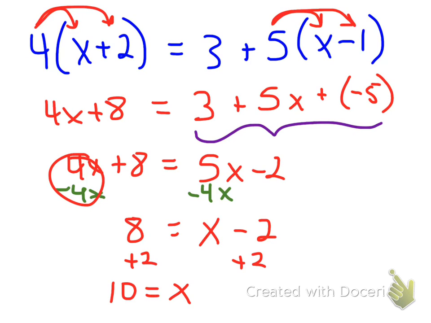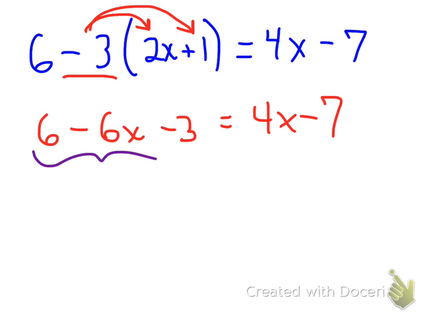Once I've done that, you can tell that it's fairly similar to the last problem, where I'm going to now want to combine like terms, get the x's to the same side, get the numbers to the other side, and solve for x. So combining like terms, negative 6x and 6 and negative 3 will be a positive 3.